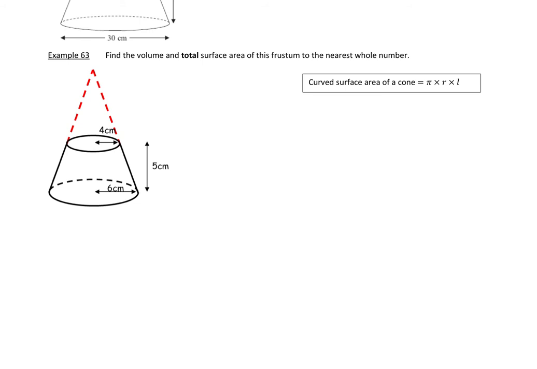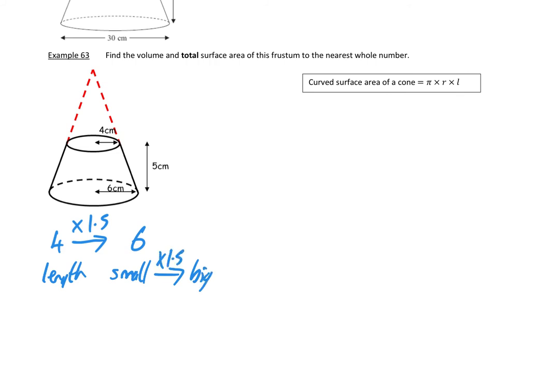So, we're going to look at the scale factors and the radiuses. From 4 goes to 6, and we got there by multiplying by 1.5. So 4 times 1.5 gives you 6. So that's how you get from small to big when we're talking about lengths. So let's just say for length, small to big, you multiply by 1.5.